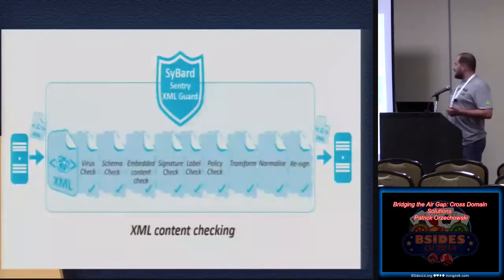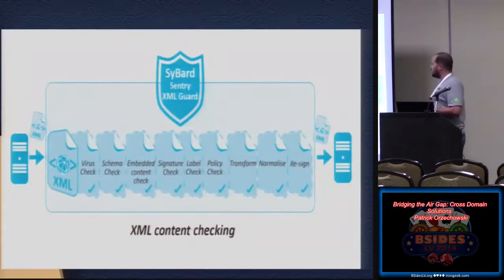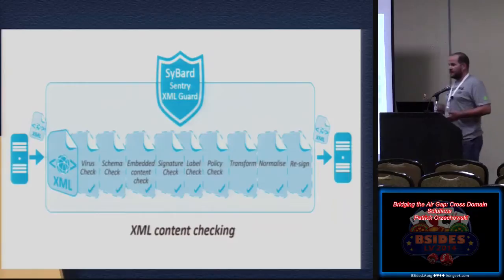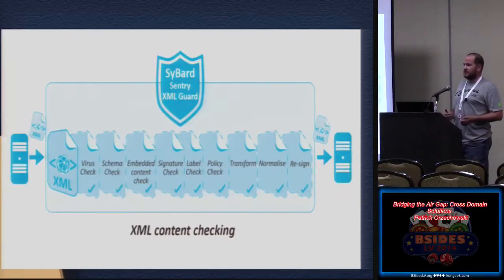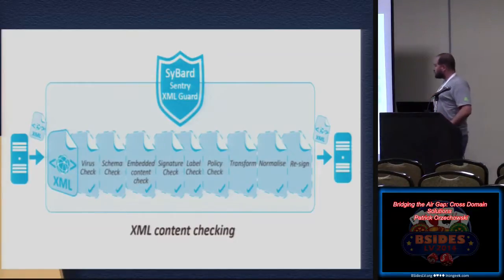So this is an example of data flow. This is a company, Cybard. They're from the UK actually, so the US isn't the only one that makes cross-domain solutions. They built a guard that does XML, and you can see not only does it understand XML is flowing through, it does all these checks as the data flows through. It does a virus check, schema, embedded content.